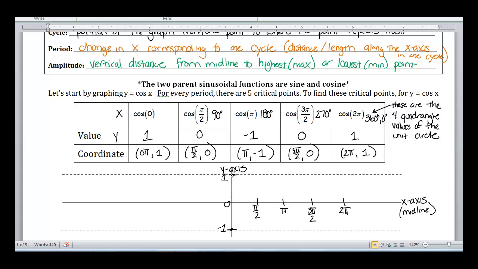So at 0 pi, I was up at 1. At pi over 2, we were at 0, the midline. At pi, negative 1. At 3 pi over 2, 0. And 2 pi went back up to 1. Drawing in our curved shape through our 5 critical points, we have the shape for cosine.